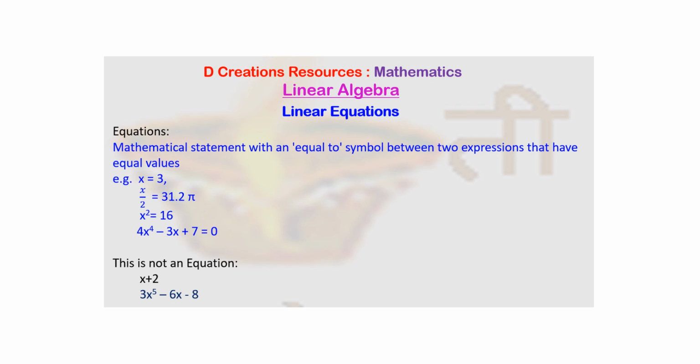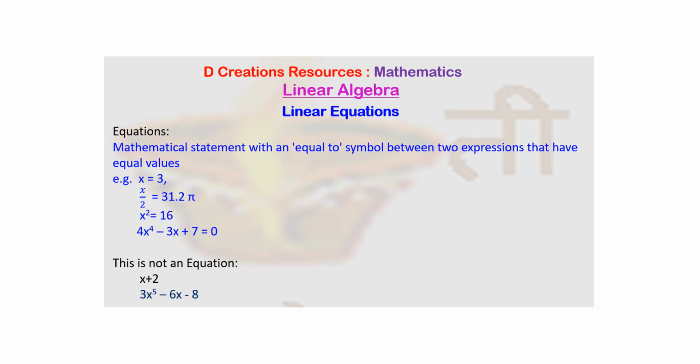Now I mentioned non-linear equations. So this is an example of a non-linear equation: x square is equal to 16, or even the last equation here, 4x raised to 4 minus 3x plus 7 is equal to 0. So there are equations of the form of quadratic equations basically, which are non-linear equations. But here everywhere you can see the presence of the equal to sign.